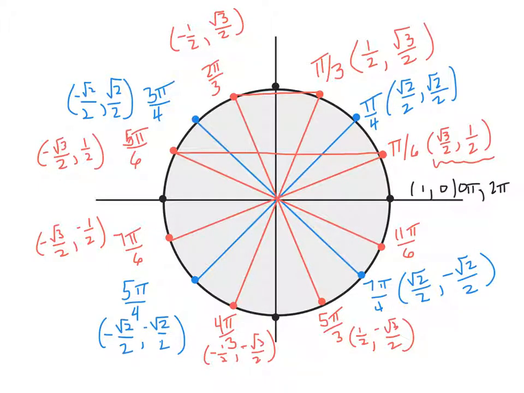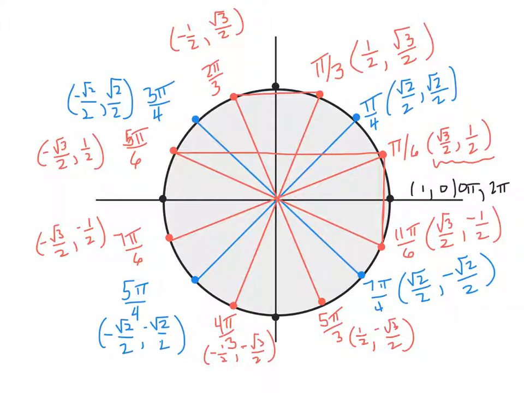We're left with just, at this point in time, 11 pi over 6, and I think you might realize that 11 pi over 6 is going to line up again with pi over 6. Therefore, the first coordinate is going to be positive, the second coordinate is going to be negative.